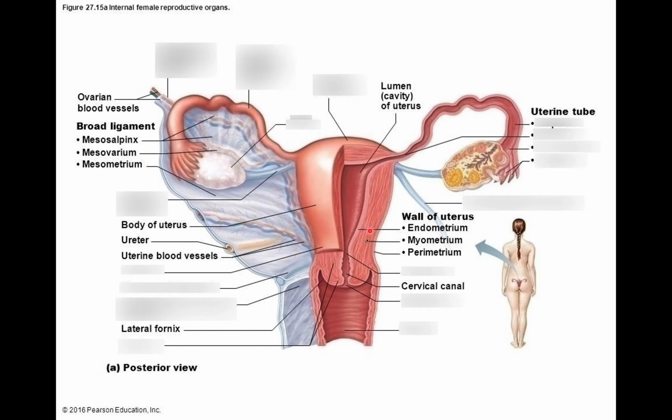Now, when does this myometrium actually start to contract? Well, it contracts during menstruation. And when it contracts during menstruation, it is going to expel or get rid of that endometrial lining. The myometrium also plays a very important role during childbirth to propel the fetus out of the uterus. The innermost lining of the uterus is called the endometrium.